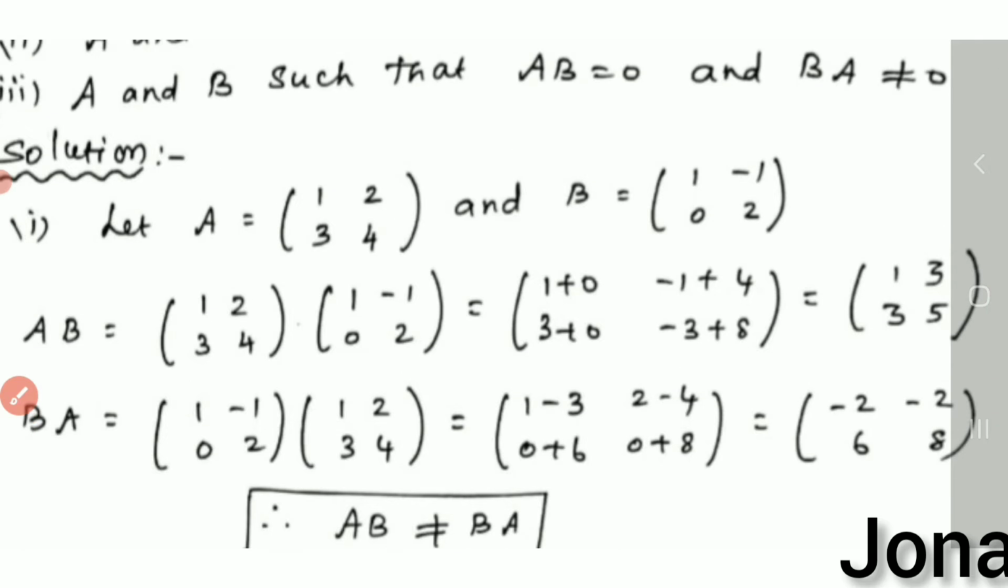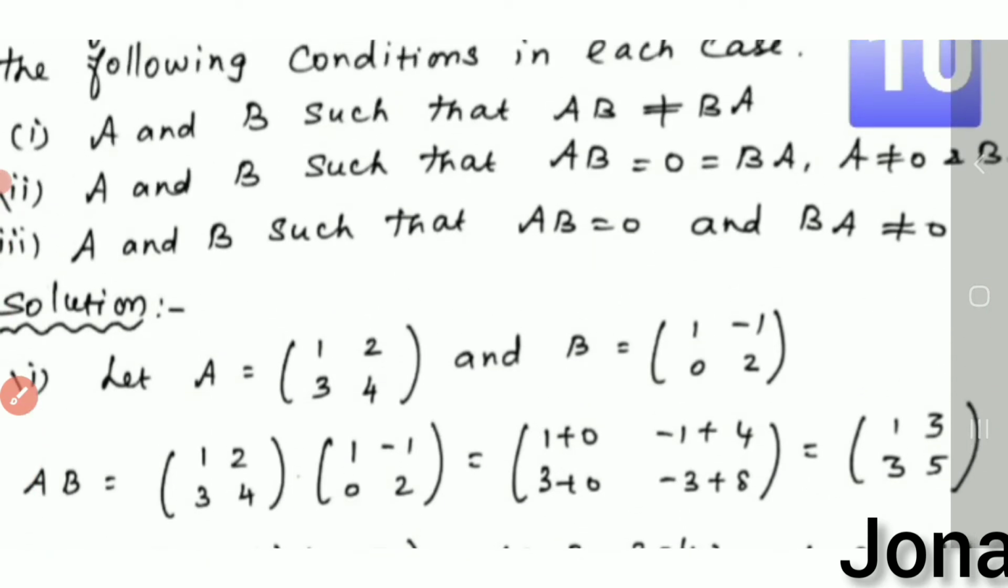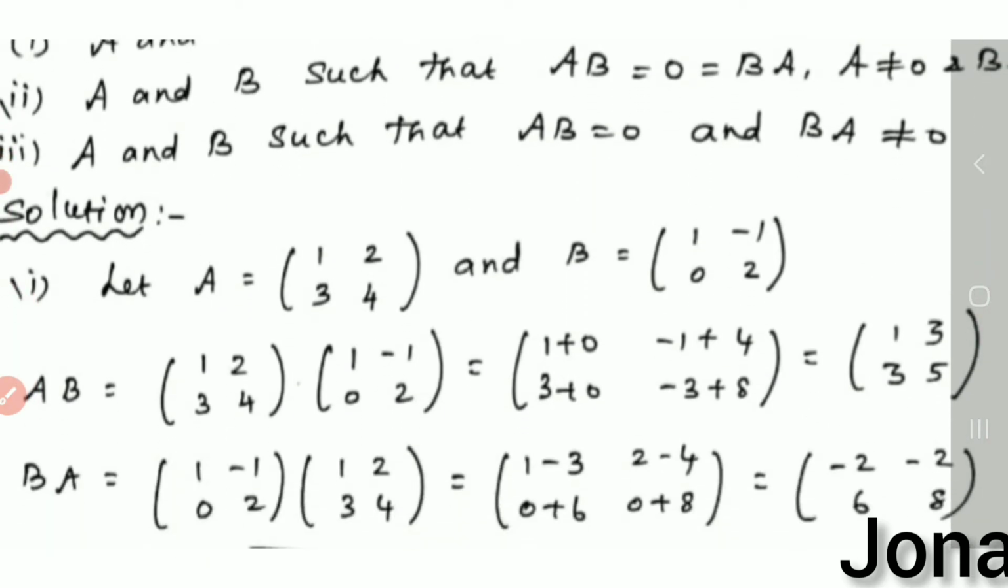Third one, A and B such that AB equal to 0 and BA is not equal to 0.